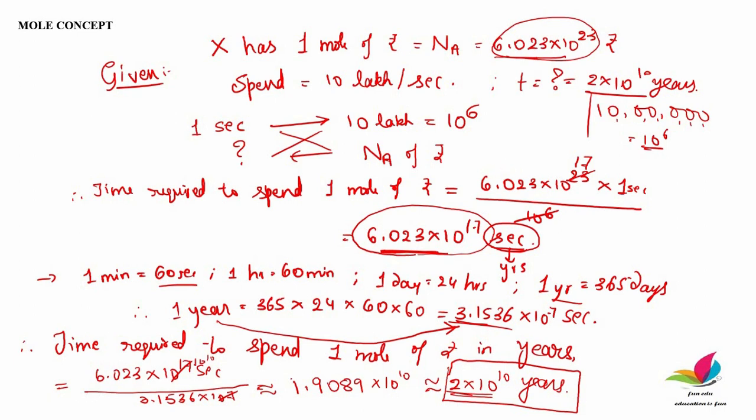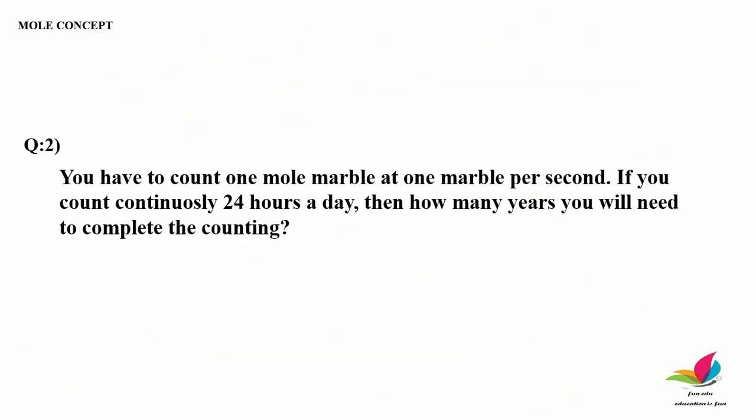Okay, let's move on to the second question. The question says you have to count 1 mole of marbles at 1 marble per second. If you count continuously 24 hours a day, then how many years will you need to complete the counting? Suppose Y is a person and he has 1 mole of marbles, and he can count how many marbles per second?